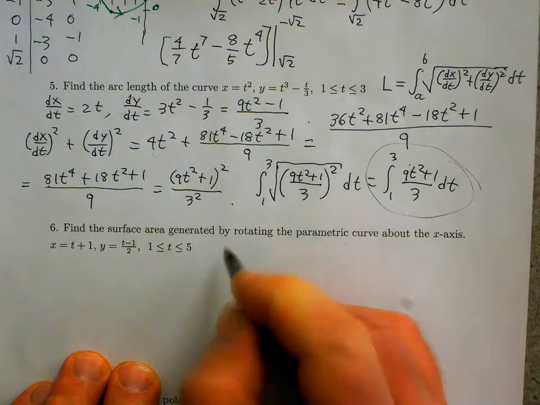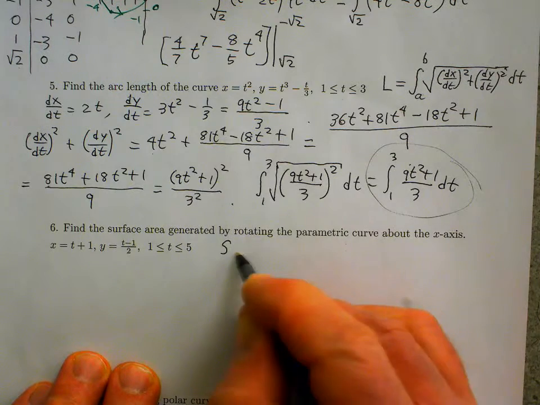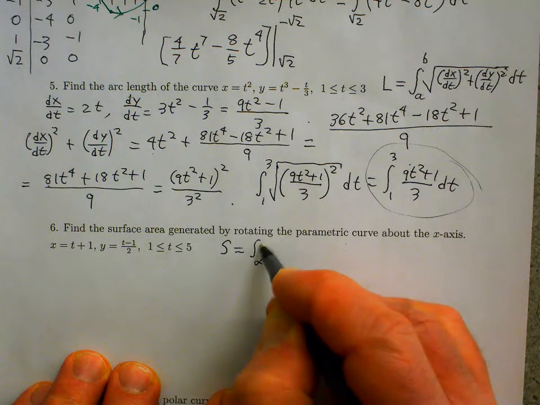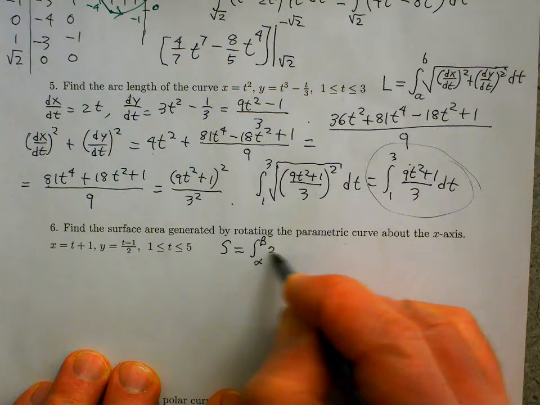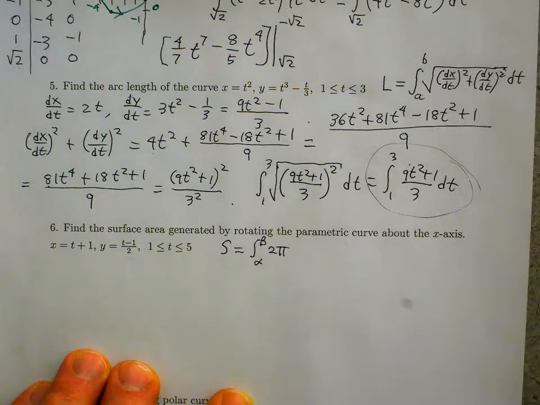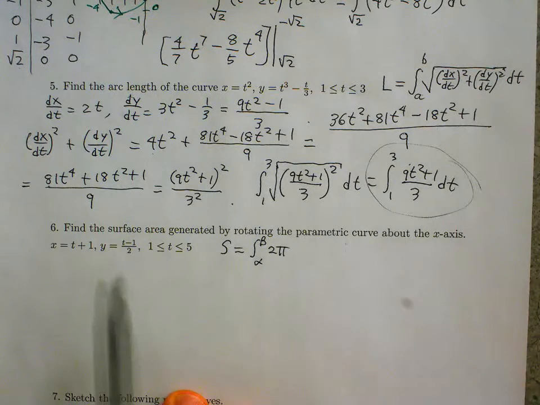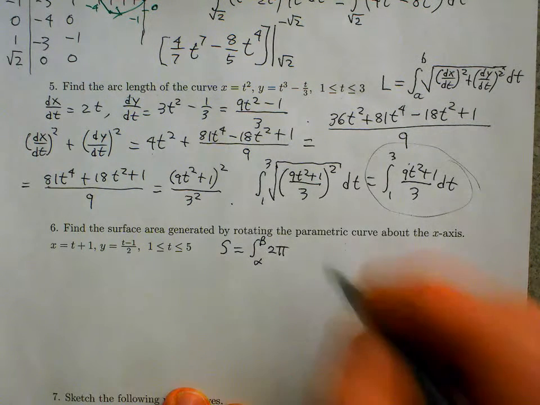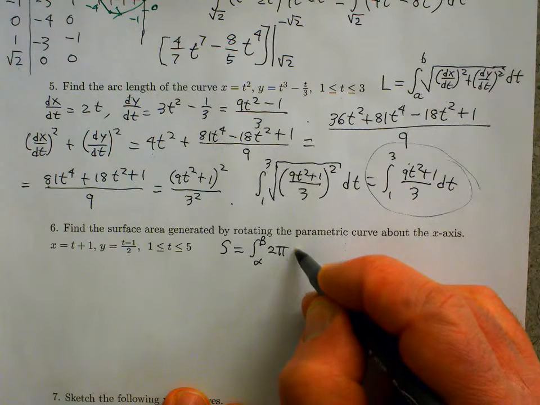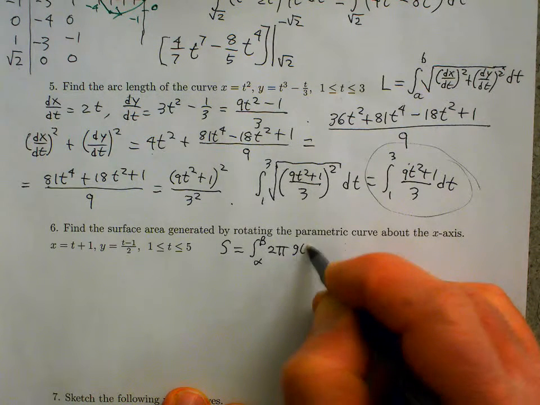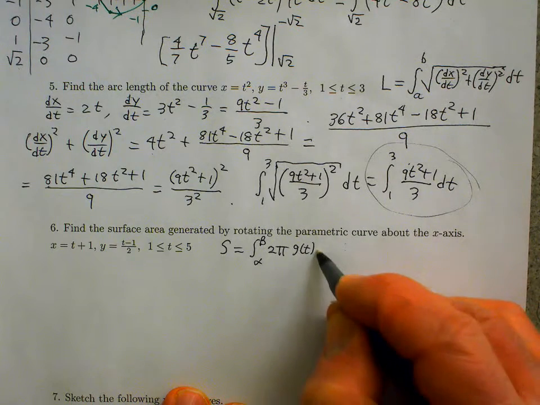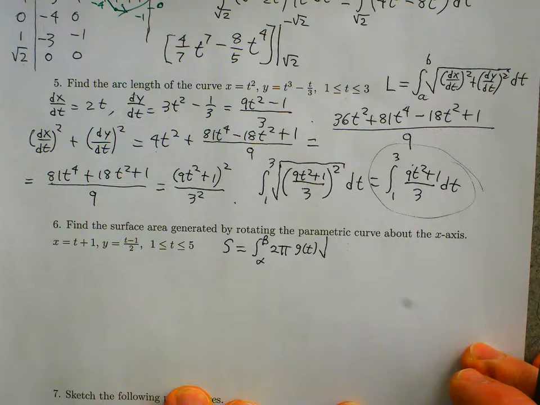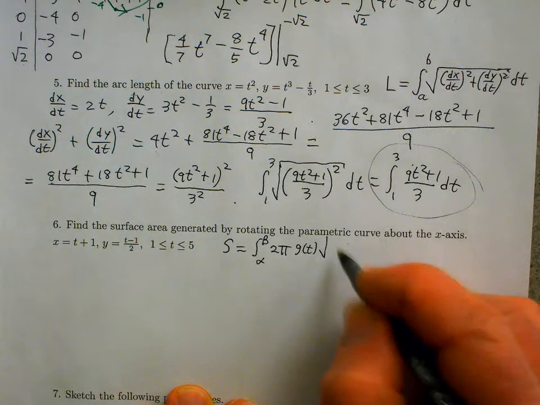So the surface area formula for this, say from alpha to beta, is 2 times pi times our g of t. Our g of t is what y is equal to. Or you could just write y, but I'll go ahead and write g of t. And then multiplied by the square root of dx dt squared plus dy dt squared.